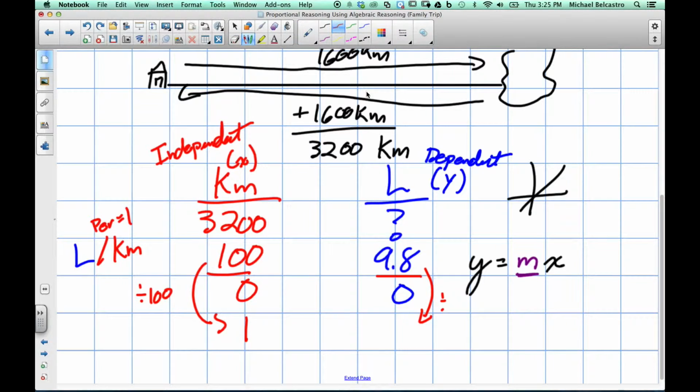Because we divided the one side by 100, we'll divide the other. And it turns out our rate is going to be 0.098. You can use a calculator if you want to check that. That is our m value. So we're going to replace m in our equation with that number.